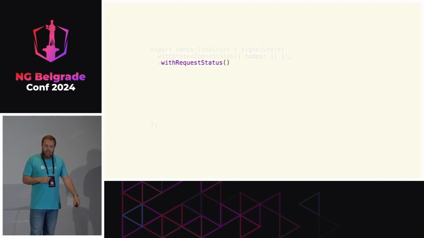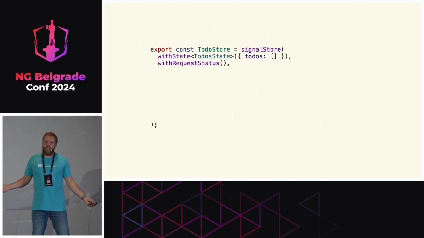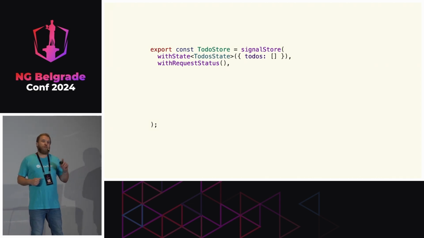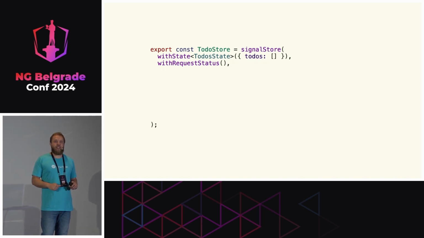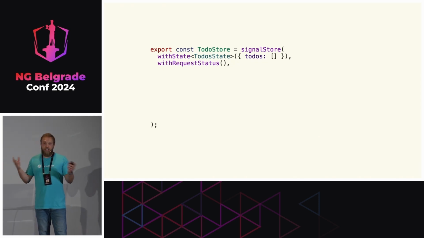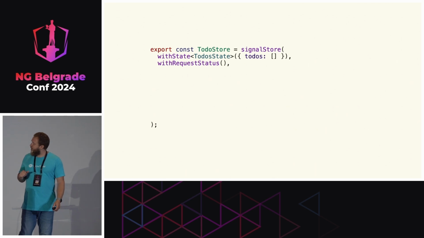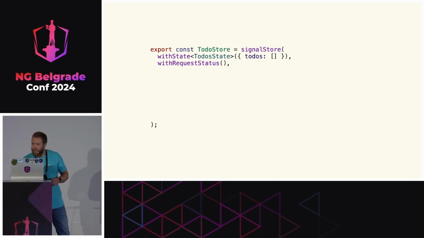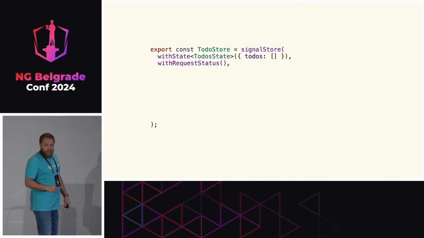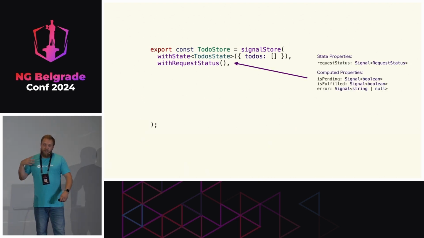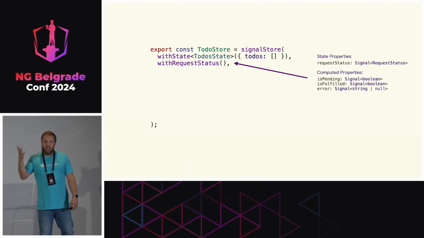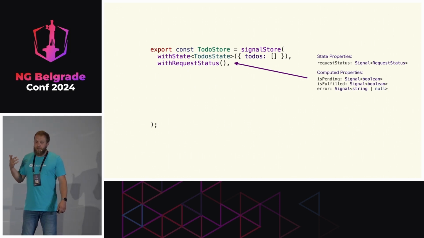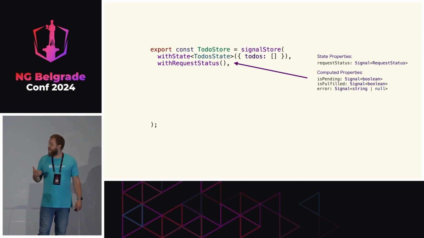Now, let's get to the store. We have a SignalStore. We create our state with a todo state. And then we just put that custom feature plugin right there. Notice it's not provided by anybody. You created it. Here you go. You created it. And now all of a sudden, your store has additional properties out of nowhere. It has request status and other computed properties like pending, fulfilled, and error.